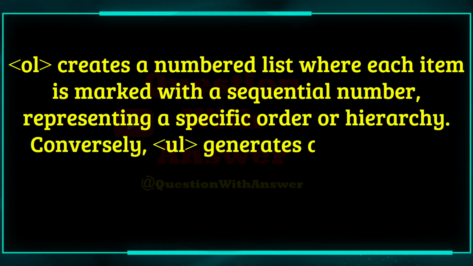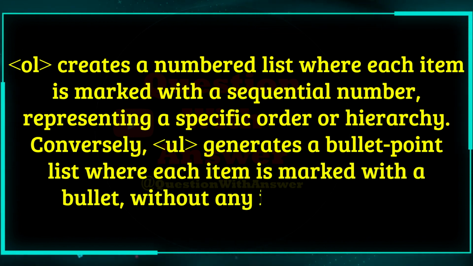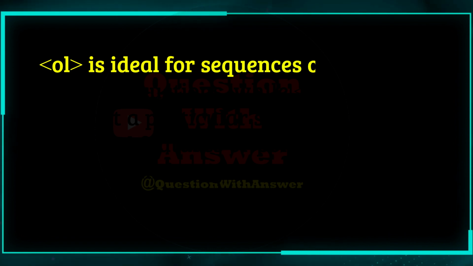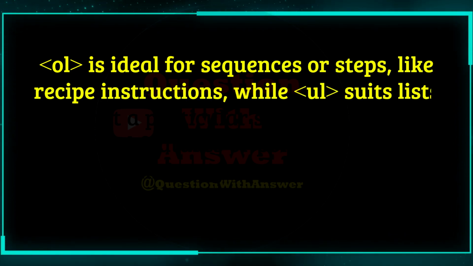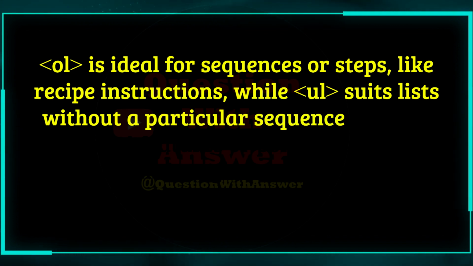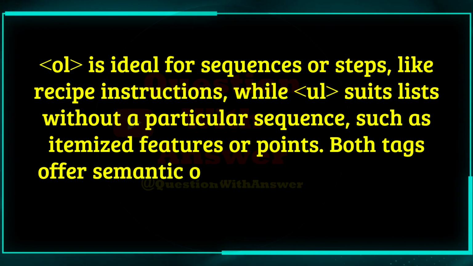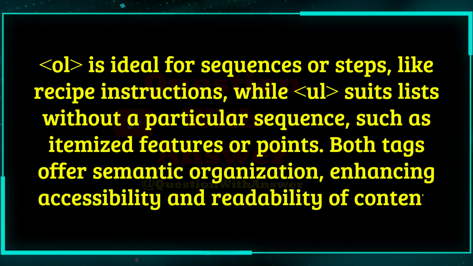Conversely, UL generates a bullet point list where each item is marked with a bullet, without any inherent order. OL is ideal for sequences or steps, like recipe instructions, while UL suits lists without a particular sequence, such as itemized features or points. Both tags offer semantic organization, enhancing accessibility and readability of content.